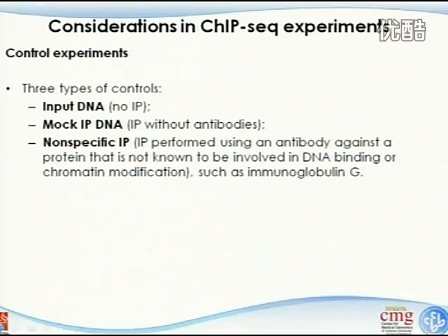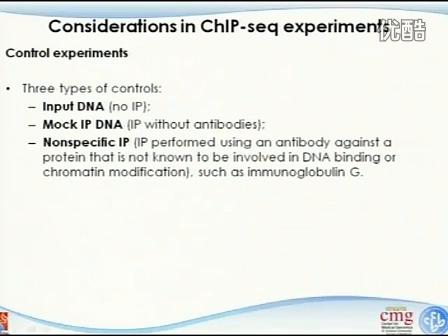So let's go through the several types of controls that people are doing. The first one is the so-called input control. They skip the step of immunoprecipitation. They don't use antibody to target anything, and then they just sequence it. So this is the first thing, the input control. And the second one is called mock IP control, in which you do the immunoprecipitation but without using any antibody. So you use a faked antibody. And this is another way to do it.